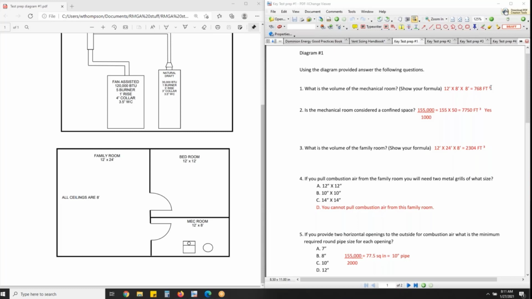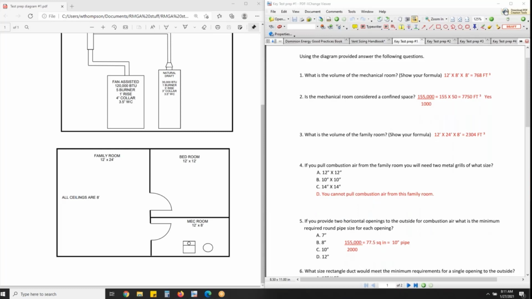Make sure, on test day, these are all going to be multiple choice, and they might have 768 square feet. Volume is always cubic feet. Okay, so that's the answer to that one. And again, if anyone got anything wrong, let me know so that we can go over it.